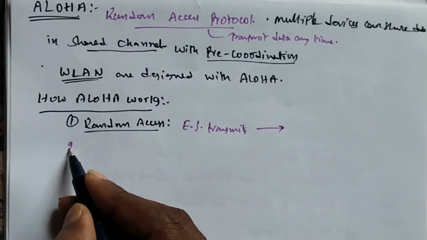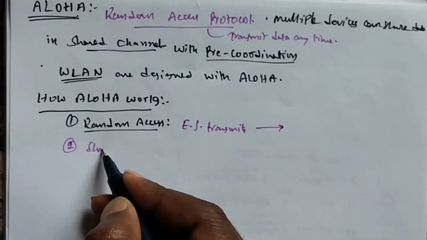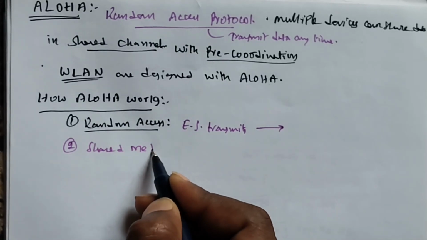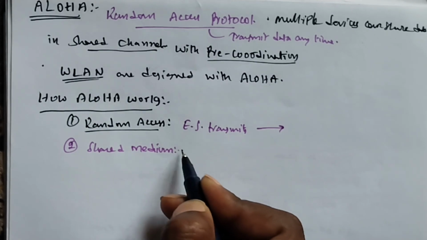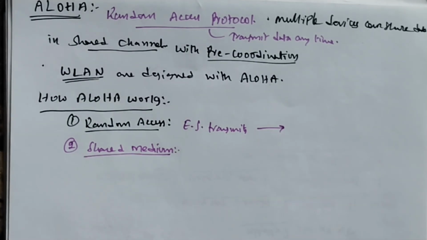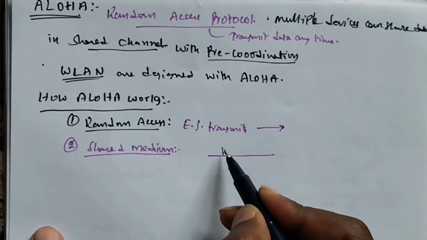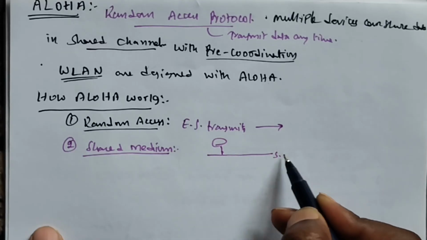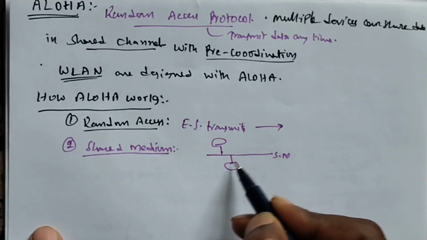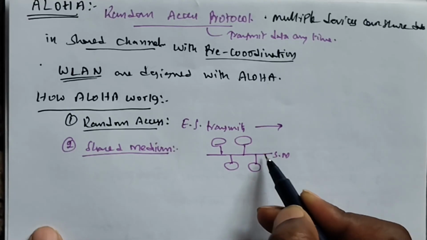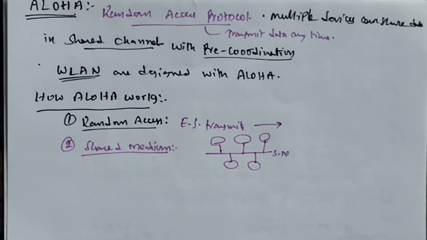The second one is shared medium. What is the meaning of shared medium? It means a commonly used path. Multiple devices are sharing a single communication channel. It is a shared medium. Multiple devices are using the same channel for sending their data.